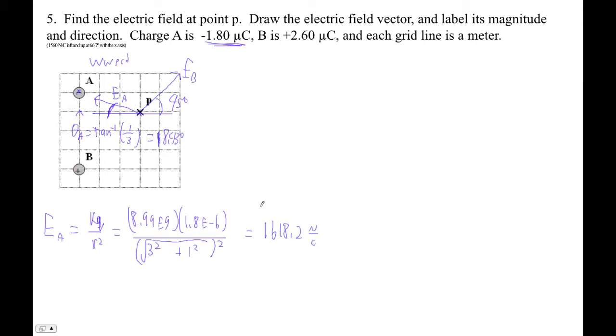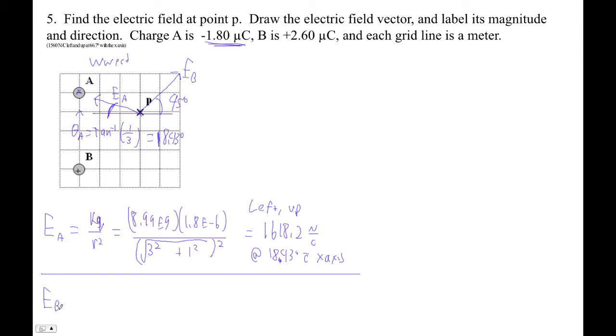And then it's A. So A is left and up, and it's at 18.43 degrees with the x-axis. I always find it good to write the angle right next to the thing so you don't mix them up. You want this to go with this.